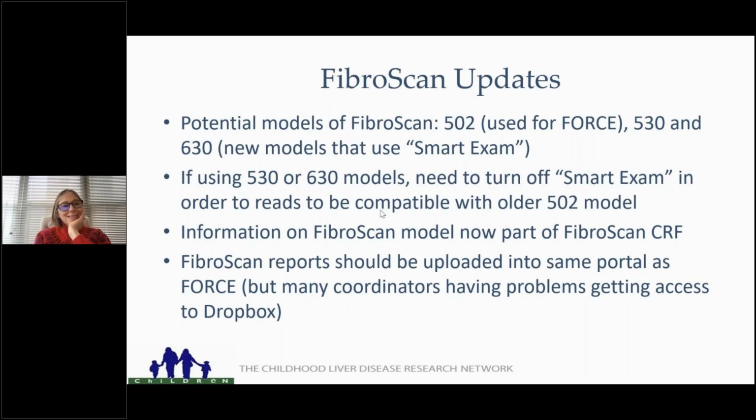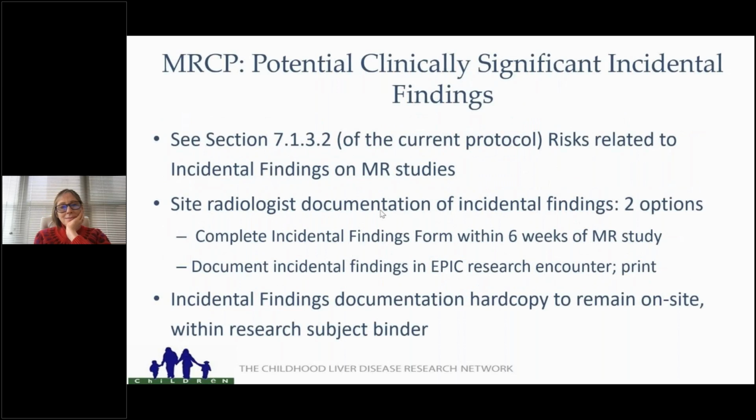Great discussion. Next slide. I don't think we need to go over this too much. The radiologists have been real good about putting in any type of clinically significant incidental findings, and the documentation of it stays locally, either through an EPIC research encounter that you can print out and leave in your files, or some institutions have used an incidental findings form that we sent around in the very beginning to complete, and again, just keep in your own files locally, a hard copy on site.